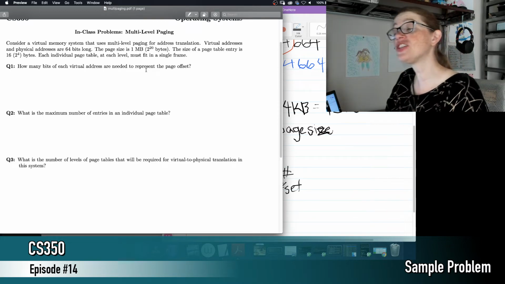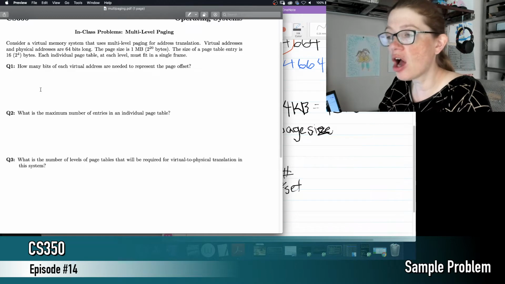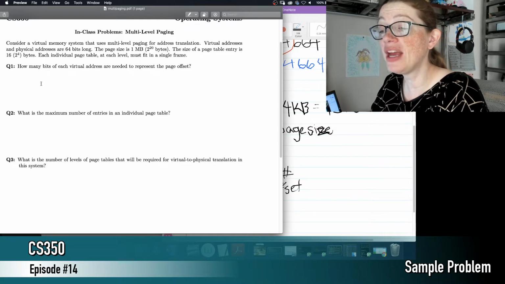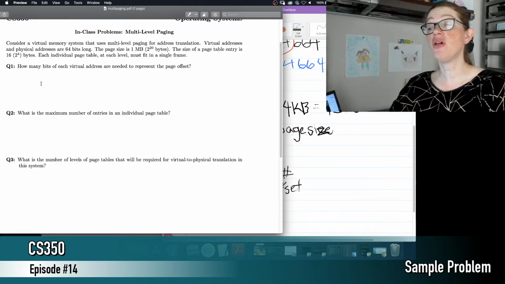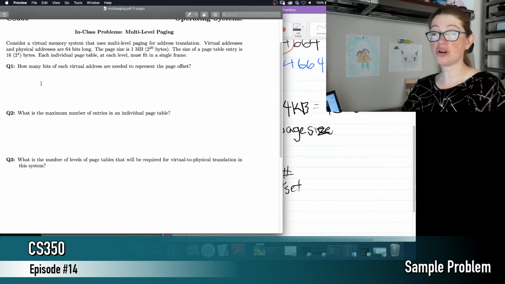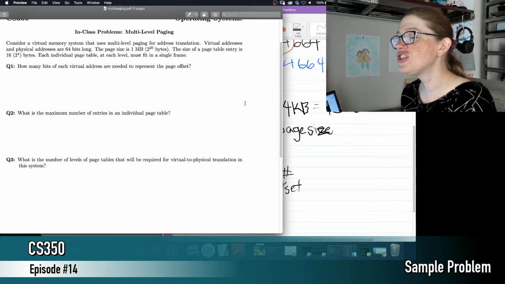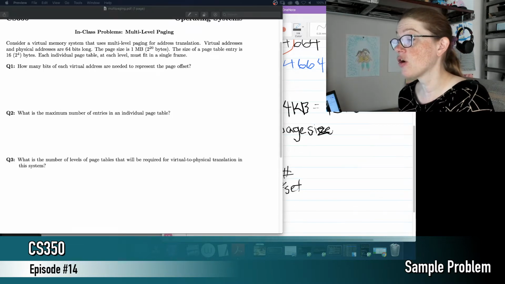Now we're asking the questions: how many bits of each virtual address are needed to represent the page offset? What is the maximum number of entries in an individual page table? What is the number of levels that the page table is going to need in order to do the translation for this system, and so on. So let's start with the first one. We want to know how many bits of each virtual address are going to be used to represent the page offset.